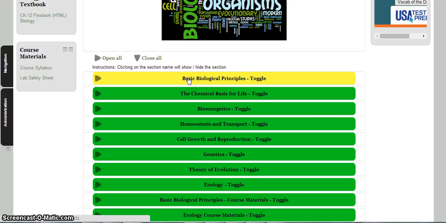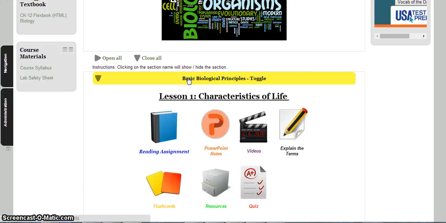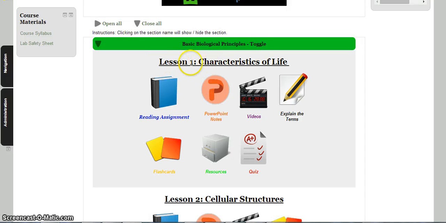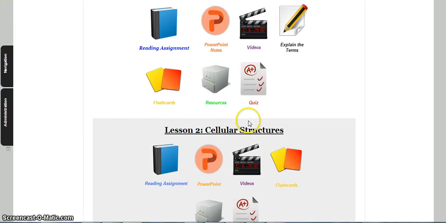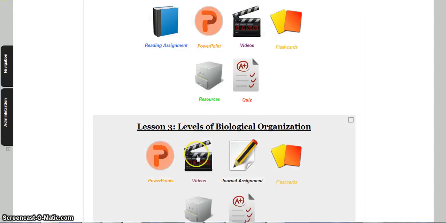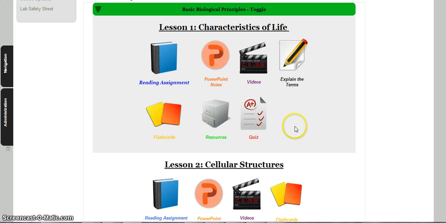If I just click on the first one, basic biological principles, it'll bring up the different things that are listed under that unit, the different things that we're going to be working on and completing. Just looking at that unit, it's going to be broken down into 3 lessons. Lesson 1 is on characteristics of life, Lesson 2, cellular structures, and Lesson 3, basic levels of biological organization. And you can see each lesson is pretty much organized very similarly.